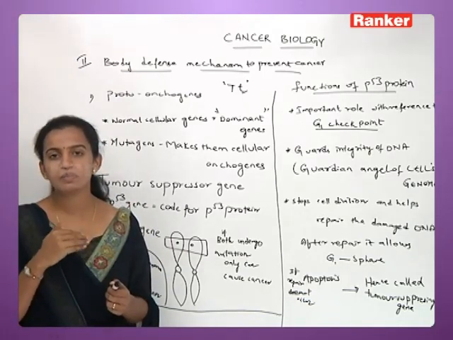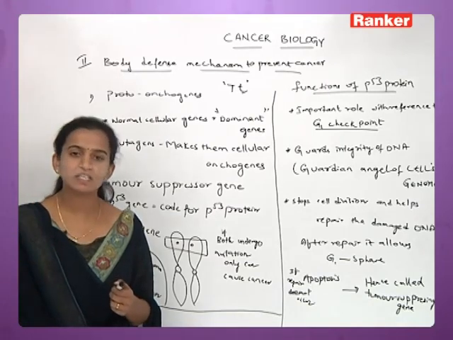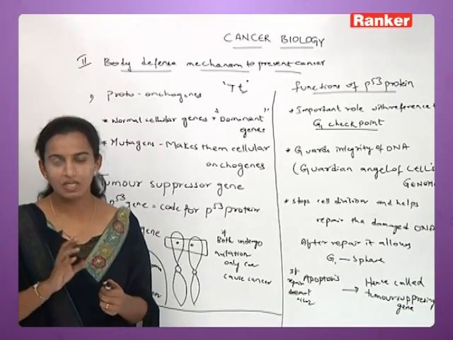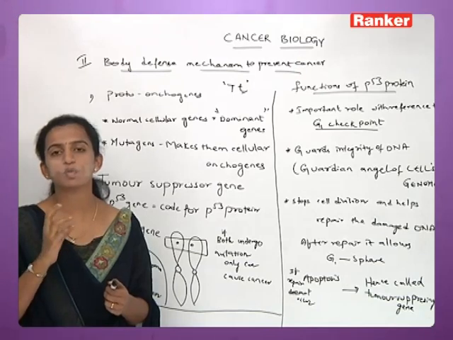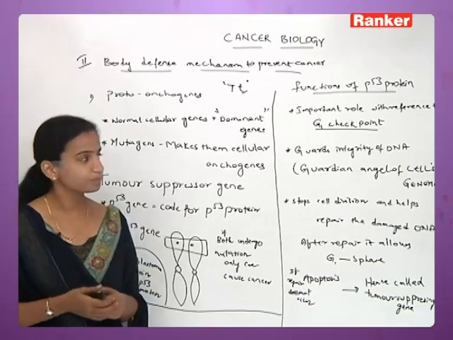If at all this p53 gene is going to lose its character, what happens is that each and every cell will go for division without any permission of p53. If at all p53 is failing, the normal cell will go for this sort of division and it causes the cancer cell.